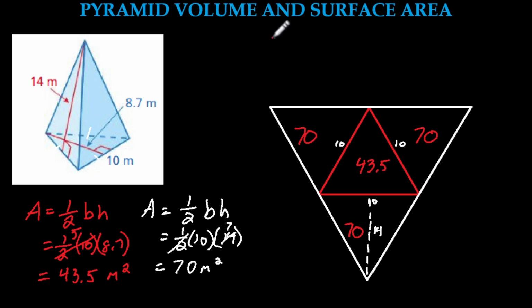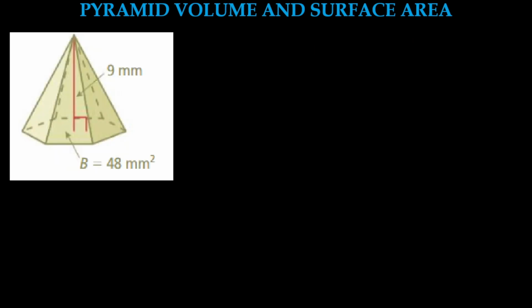And then for the surface area, we simply add up all of these. So we get 70 times 3 is 210. And 210 plus 43.5 is 253.5 meters squared.